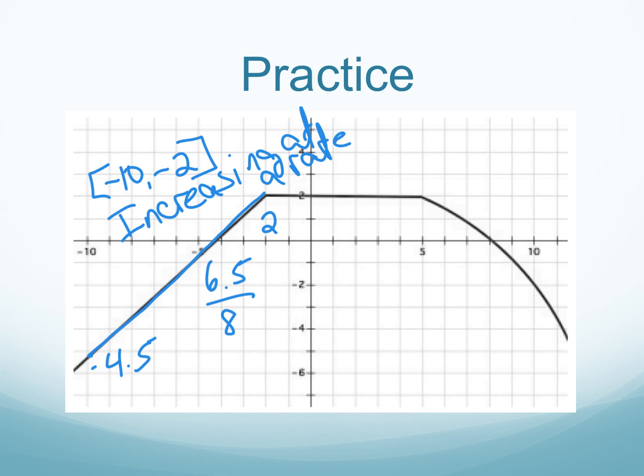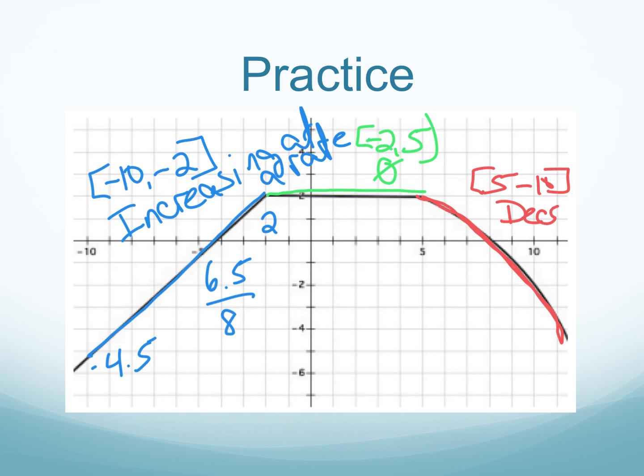At this point between negative 2 and 5, it has a rate of change of 0. I can tell it's 0 because it is a flat, horizontal line. And then, after 5, it's going down. But it is a curved line. So again, from 5 to 10, it is decreasing. So we can look at these intervals and give information about it.